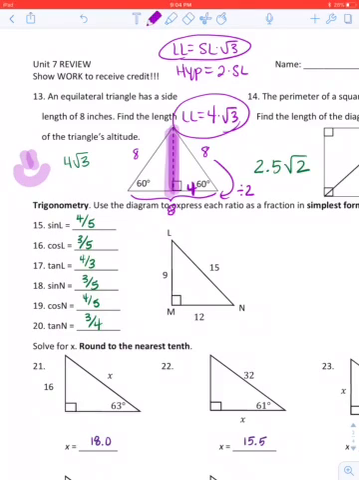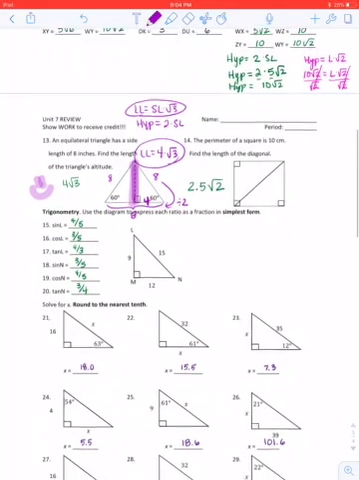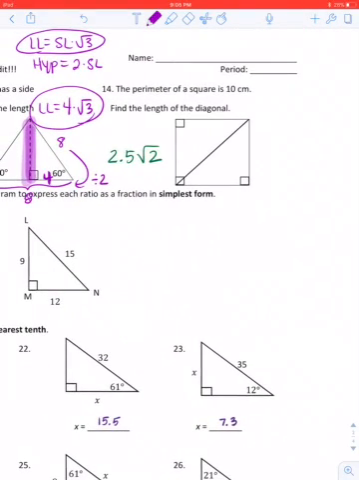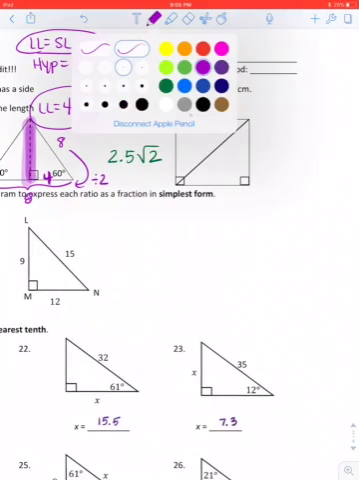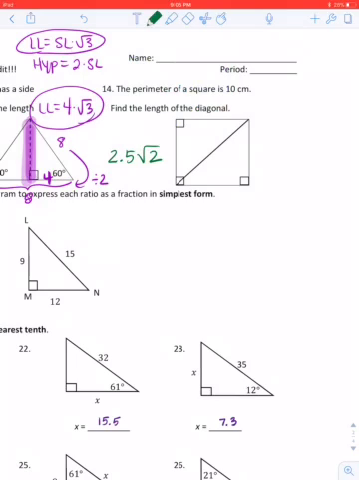Okay. Number 14. This one's a little trickier. Find the perimeter of a square. The perimeter of a square is 10 centimeters. Find the length of the diagonal. So if this is a square, all these are equal. And perimeter means you add them all up, right?